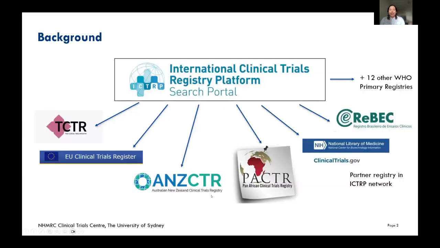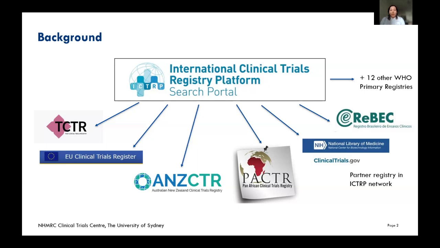So the ANZCTR is one of 18 clinical trials registries that contributes data to the World Health Organization International Clinical Trials Registry platform. Trialists are encouraged to register their trial on a public registry prior to enrolment of the first participant, and this is referred to as prospective registration. Trial registries fulfill multiple roles, for example, acting as a platform where potential participants can search for active trials and also acting as data repositories for results reporting where possible.